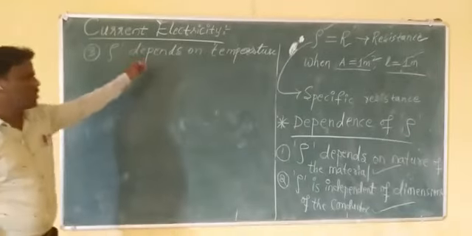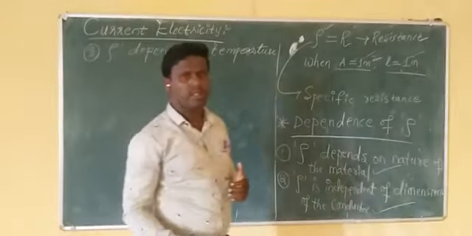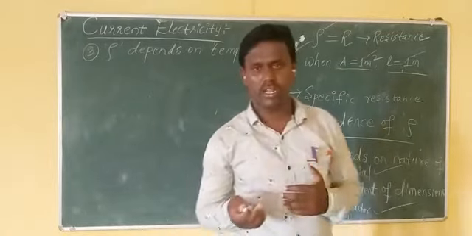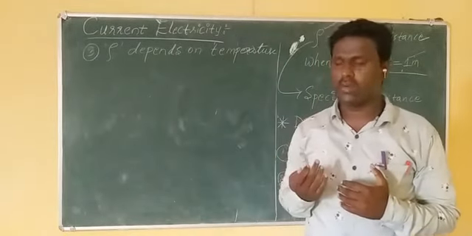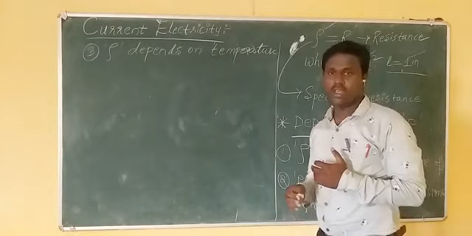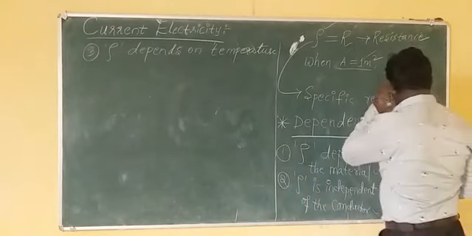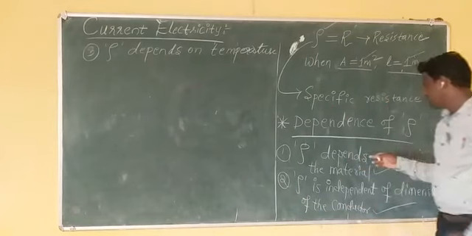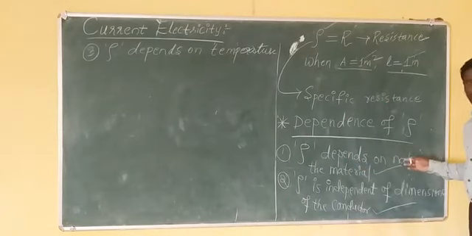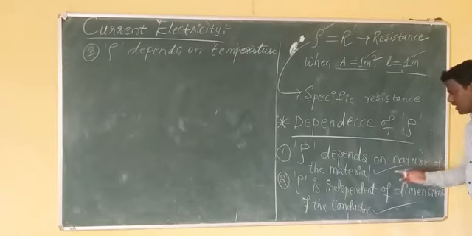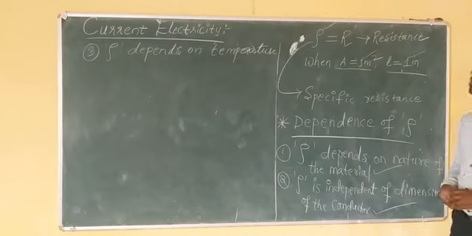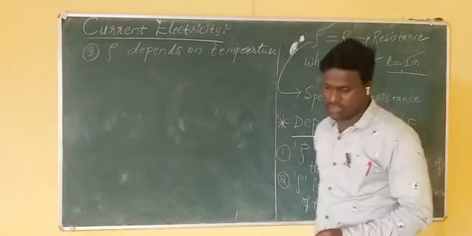Rho depends on temperature. This will be understood later: the dependence on temperature is of one type in conductors, another in semiconductors, and another in insulators. So you learned the dependence of rho. Rho depends on the nature of the material. Rho is independent of the dimensions of the conductor. Rho depends on temperature, right?